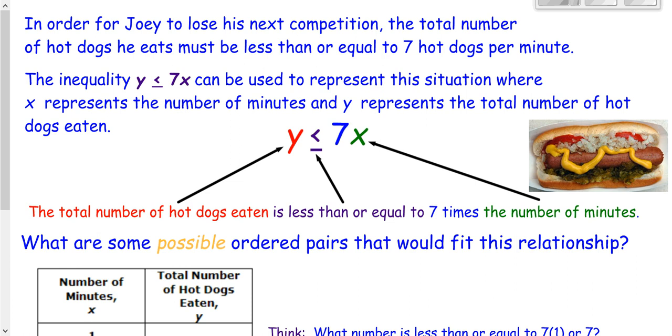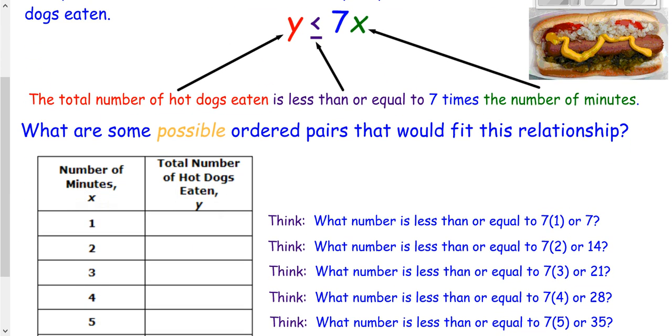In order for Joey to lose his next competition, the total number of hot dogs he eats must be less than or equal to 7 hot dogs per minute. The inequality y is less than or equal to 7x can be used to represent the situation where x represents the number of minutes and y represents the total number of hot dogs eaten.